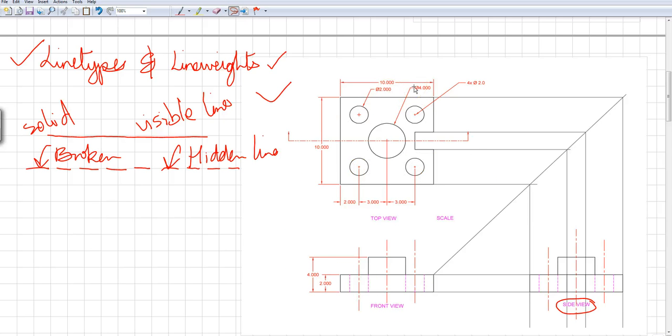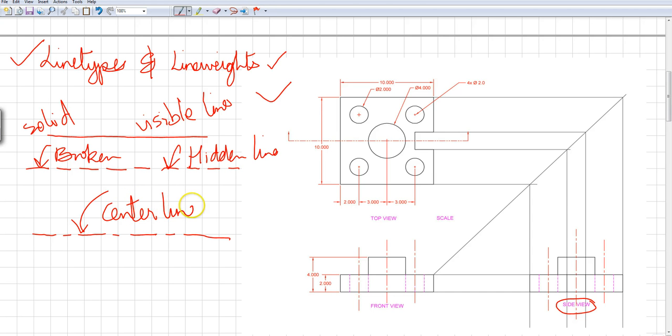Now let's see what more different types of lines that we have here. Now we have a center line. Now the way the center line is drawn is one big dash, small dash, big dash, small dash, and big dash. So it keeps going on like that, right? This is called the center line.